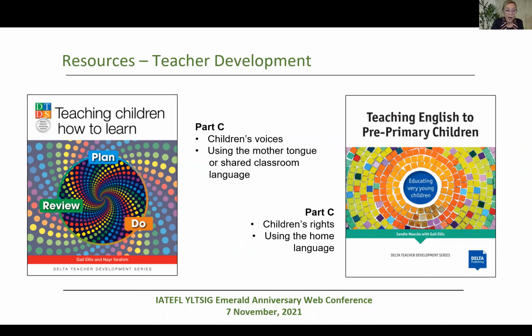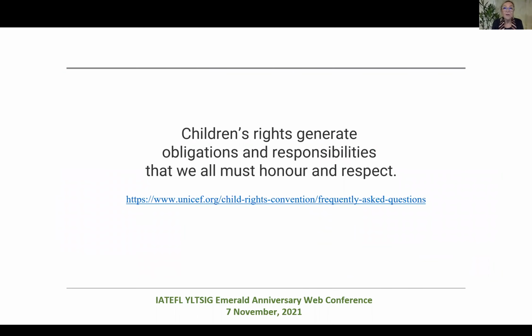So to finish, I would like to return to the UNICEF statement. Children's rights generate obligations and responsibilities that we must all honour and respect. So children's rights then need to be incorporated into school curricula, teaching practices and materials. They need to be made explicit in school mission statements, behaviour codes and practices and policies. For example, does your school have a children's rights policy?